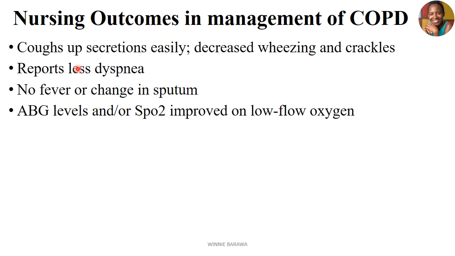So the first thing observable could be cough, where the cough up of secretions is easy, and there's a decrease in wheezes and crackles. The patient will also be reporting less dyspnea or less difficulty in breathing. There'll be no fever, and there's a change in the sputum. So the temperature will be lowering and the sputum production will also be lowering. Then the ABG levels will be improved. That is, you will see good partial pressure of oxygen and normal levels of partial pressure of carbon dioxide. And on the SpO2, that is pulse oximetry, you will see improvement in terms of oxygen saturation.